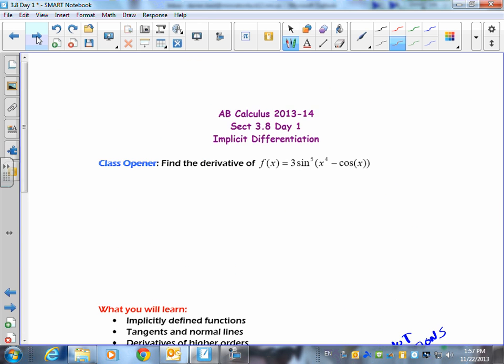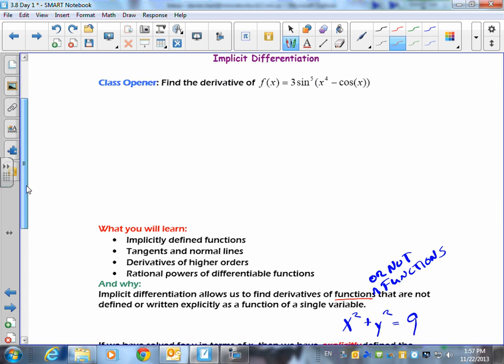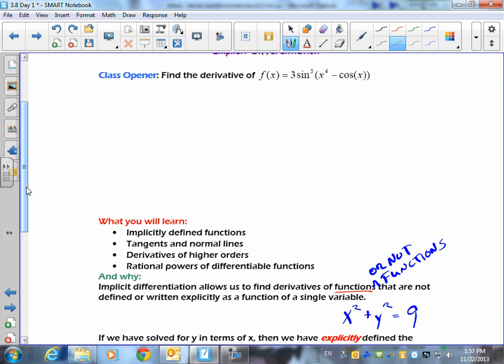All right, so go to the front of your notes now. Front of your notes. We're going to skip this class opener. It's a really good chain rule problem. We're not going to do it today. For the interest of time, we can come back to it later or talk about it if you'd like to.